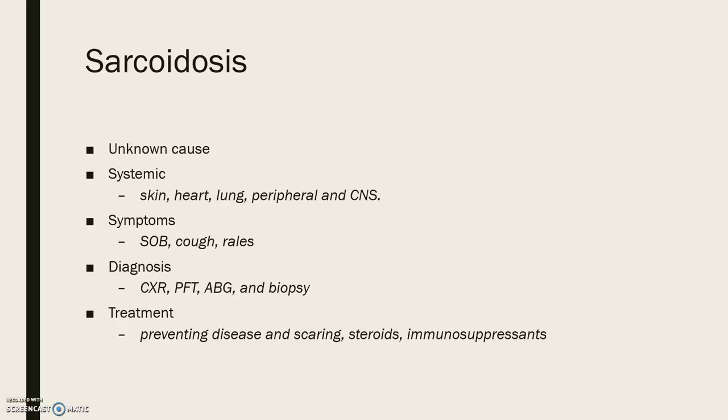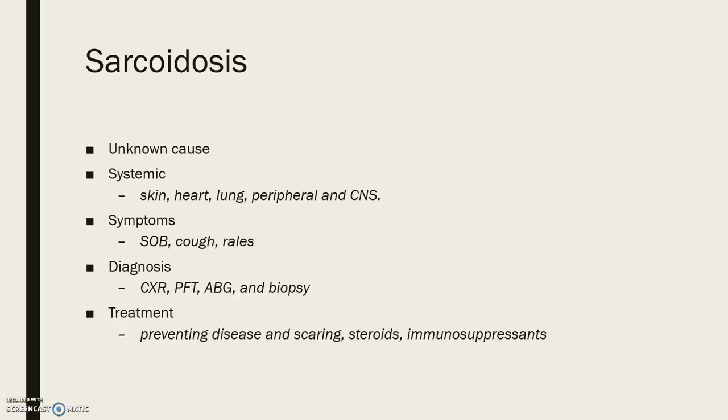Sarcoidosis is the most common interstitial lung disease and can affect the whole body. Symptoms include progressive shortness of breath, which may be slow or rapid, as well as non-productive cough. Rales will be heard on auscultation. Diagnosing includes obtaining a chest x-ray, characterized by the presence of non-caseating granulomas. Pulmonary function tests will show a restrictive defect.